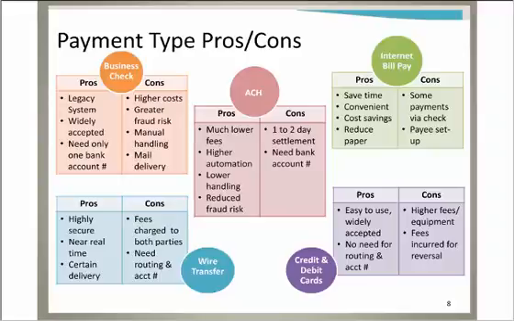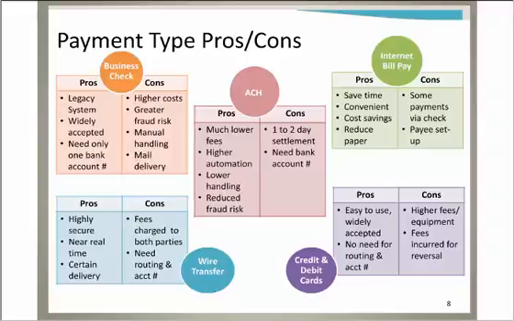The cons are the fees charged to both parties, not only to you when you make a wire transfer, but typically the recipient may incur some fees as well, and you obviously need to know the routing and account number for the person that you're sending it to. But you may see that come up with maybe a newer partner where they request a wire transfer. ACH again, also much higher security and much lower fees.